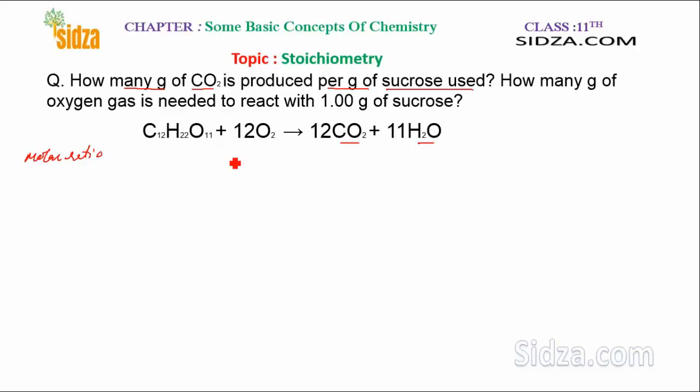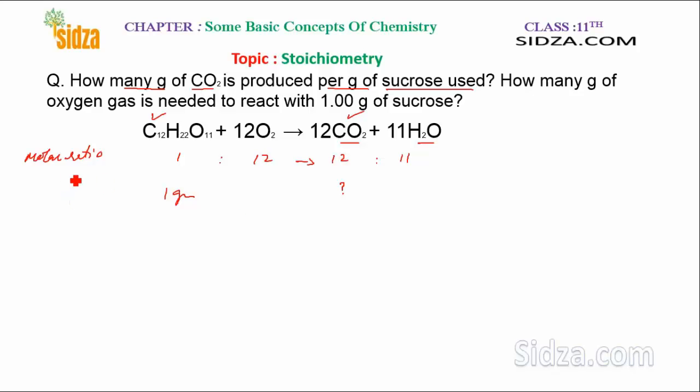from this balanced equation is that 1 mole of sucrose reacts with the 12 moles of oxygen, and it produces 12 moles of carbon dioxide and 11 moles of water. I had to find the weight of carbon dioxide here, right? Produced from the 1 gram of sucrose, right? So I had to relate here the sucrose with the carbon dioxide.